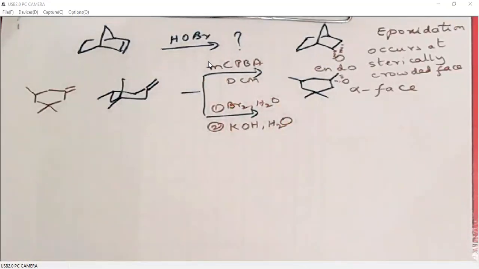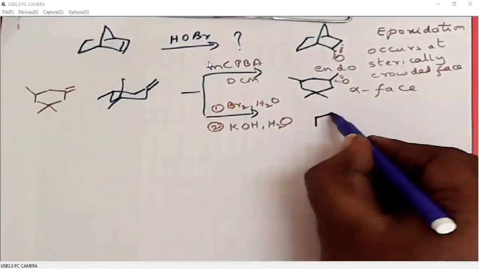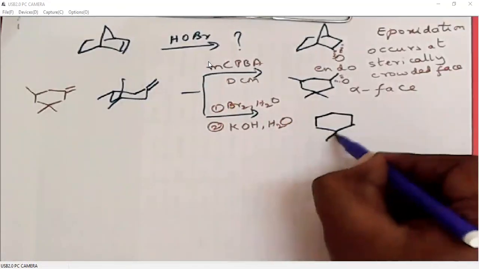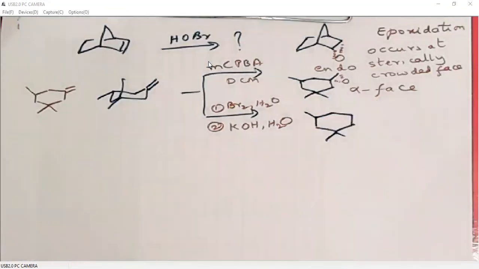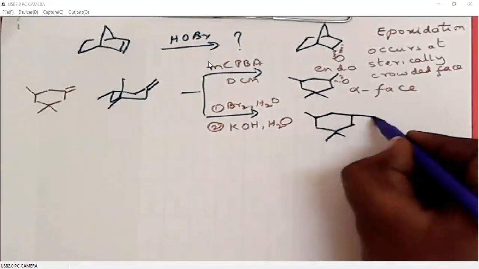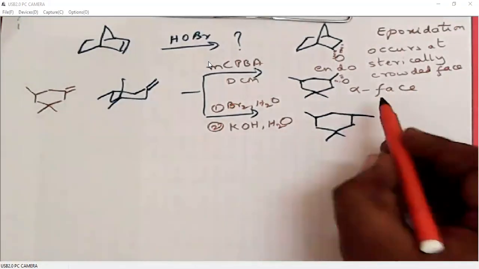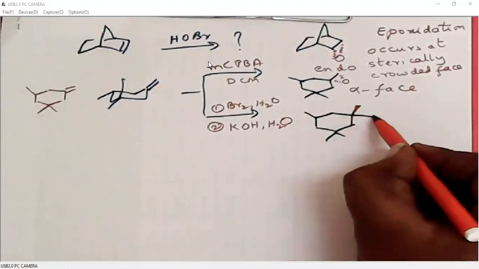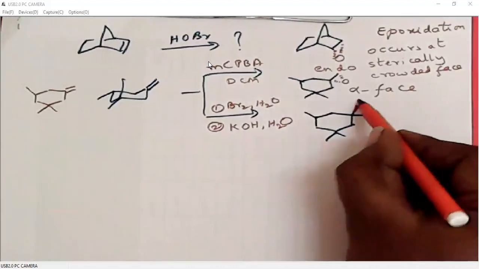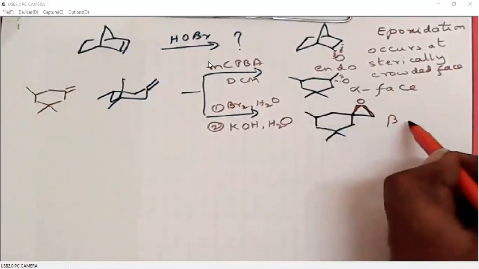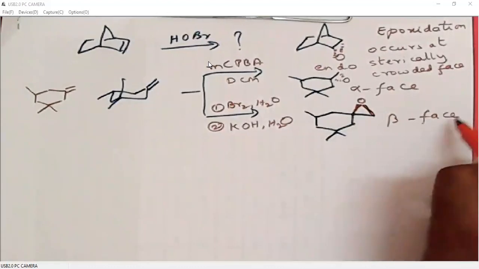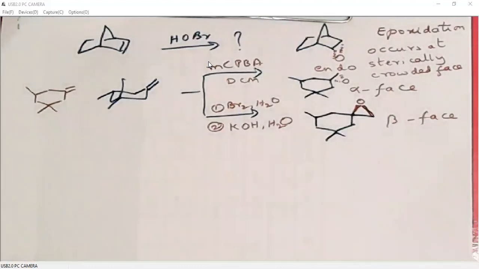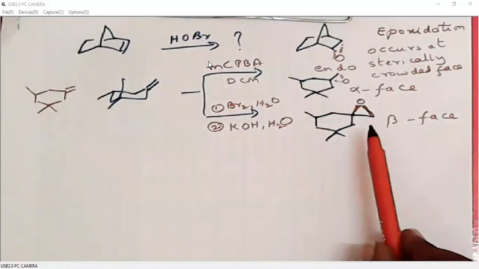So that means here the epoxidation is exactly the reverse of the mCPBA reaction, right? Here the epoxidation occurs from above the plane. Above the plane means beta face. You can say alpha face or beta face, anything is fine. So we can have epoxidation below the plane or above the plane, right?